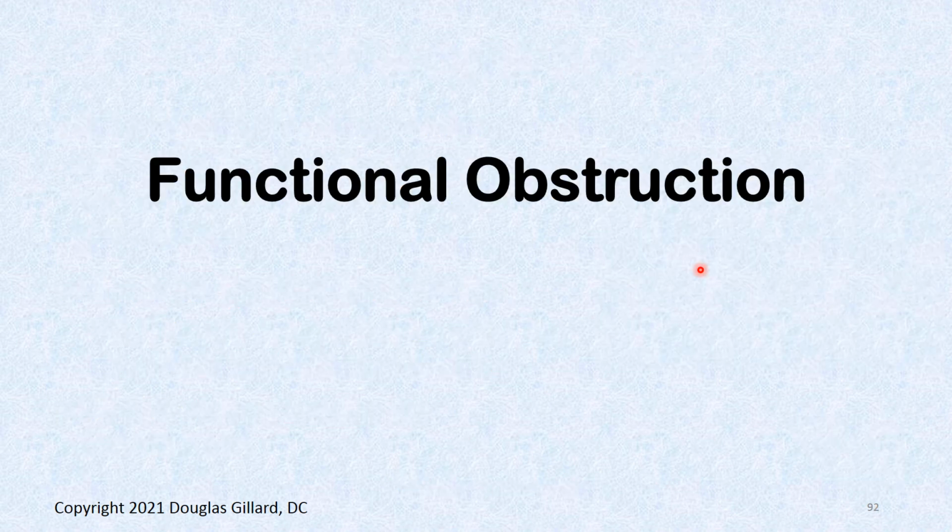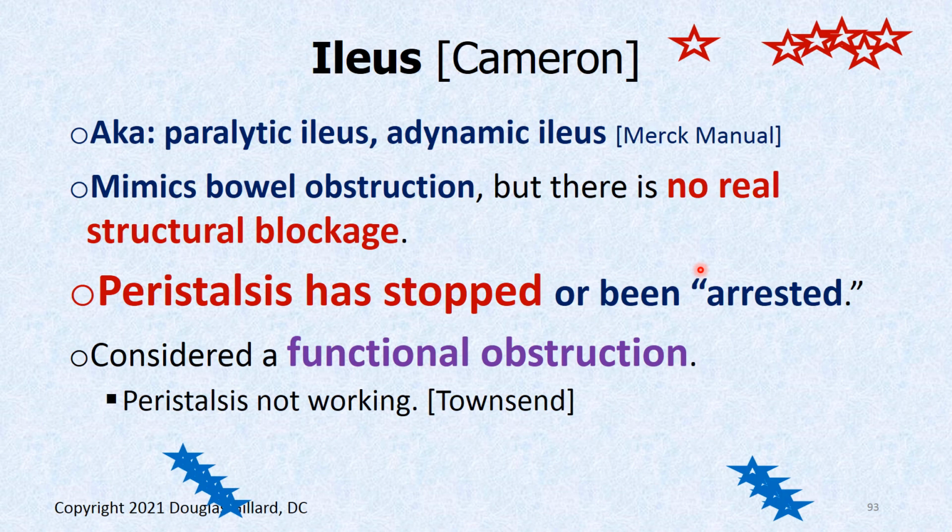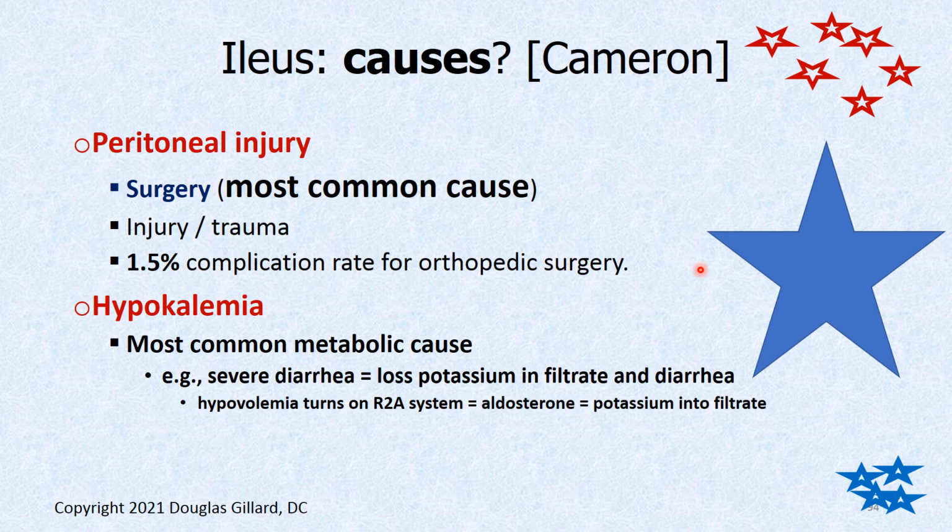Functional obstruction. So this is the other big category here. Ileus means that the whole intestine, small and large intestine, has stopped working. It's like paralyzed. That's why they call it paralytic ileus or adynamic ileus. Can you imagine that? And yeah, it mimics a small bowel obstruction because all the food is stuck. None of it's getting through, and this is definitely a medical emergency. Peristalsis has stopped working, and it's considered a functional obstruction because there's nothing physically blocking the lumen of the intestine. It's just that peristalsis stopped.